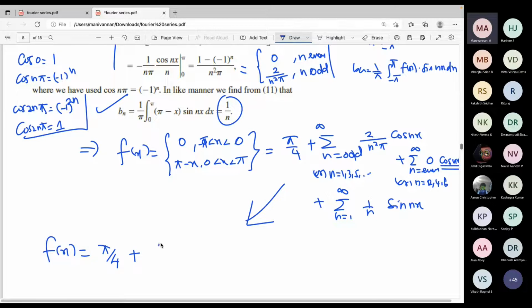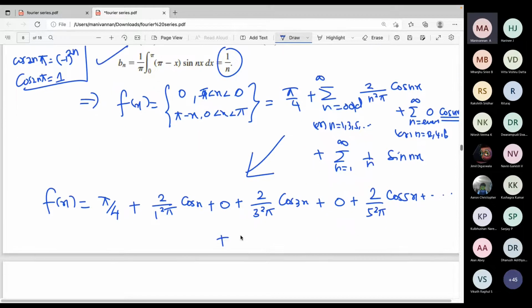When n is 1, substitute that. When n is 1 it means 2 divided by 1 square pi cos x. When n equals 2, it is 0. Then when n is 3, 2 divided by 3 square pi cos 3x. Then when n is 5, it is 2 divided by 5 square pi cos 5x. It goes on.